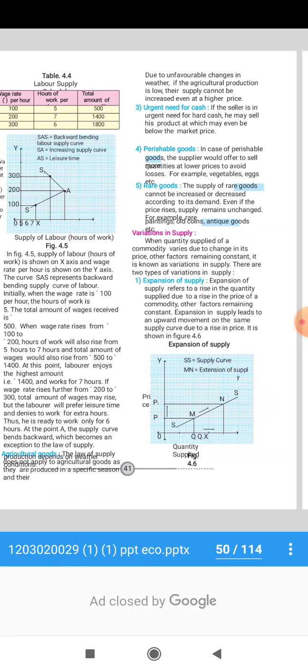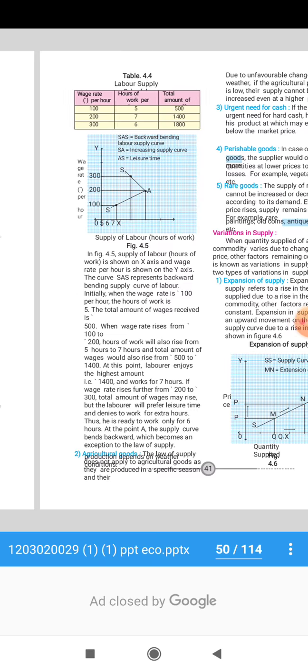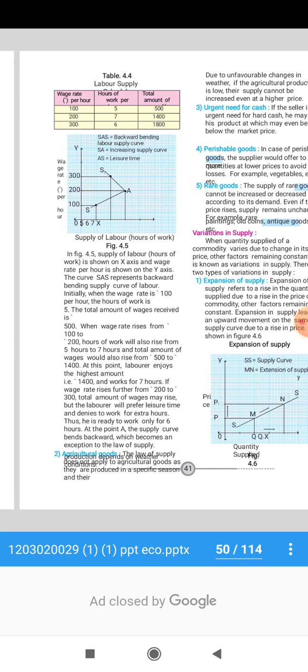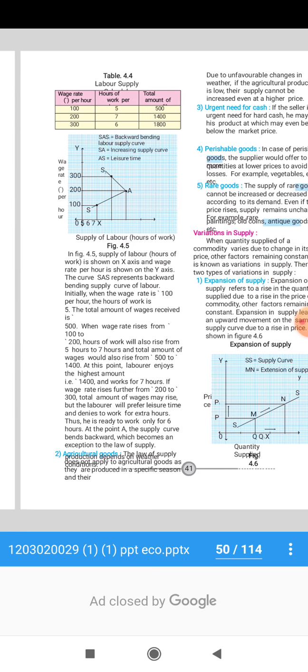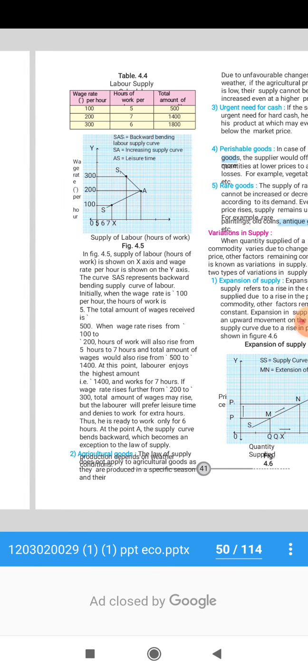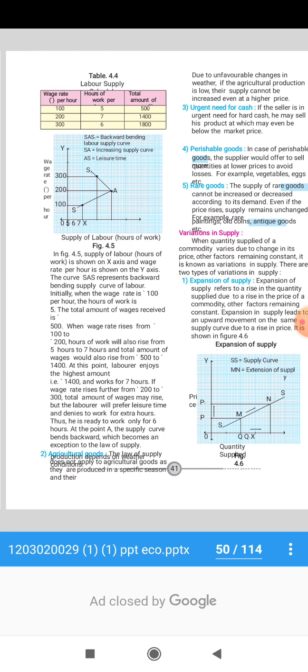The next exception is agricultural goods. The law of supply does not apply to agricultural goods, as they are produced in a specific season and their production depends upon weather conditions. For agricultural commodities, that is fruits and vegetables, there is a particular season for mango, vegetables, jowar, bajra, wheat. But due to unfavorable changes in the weather conditions, if agricultural production is low, their supply cannot be increased even at higher prices, because production is not possible.